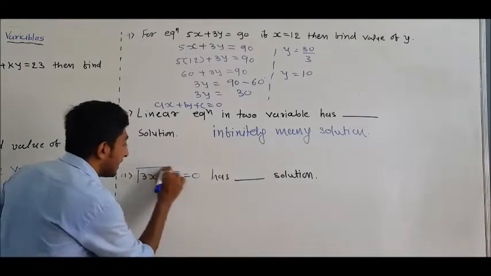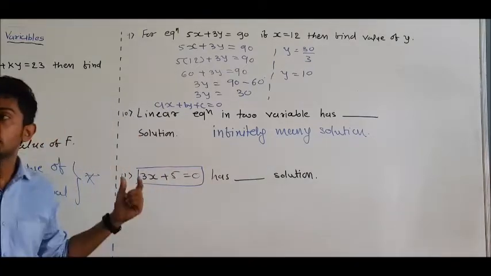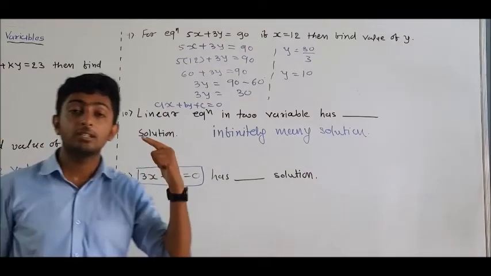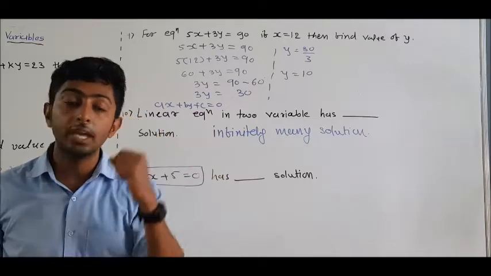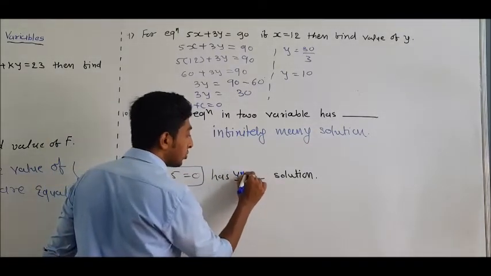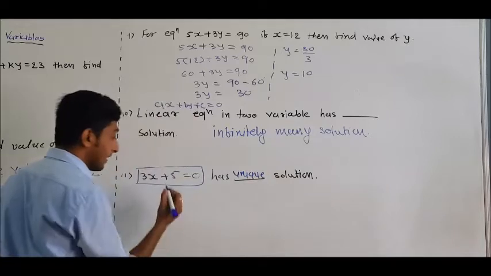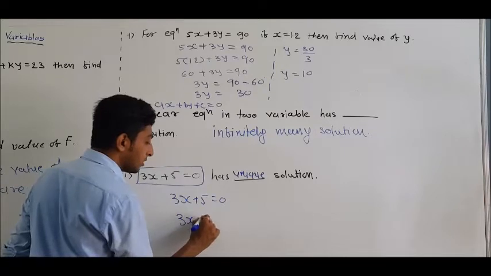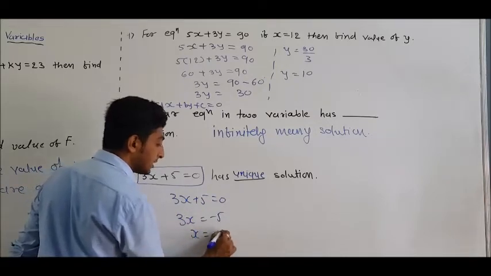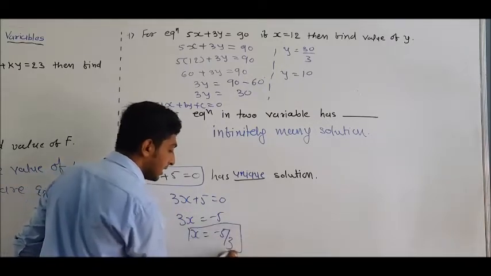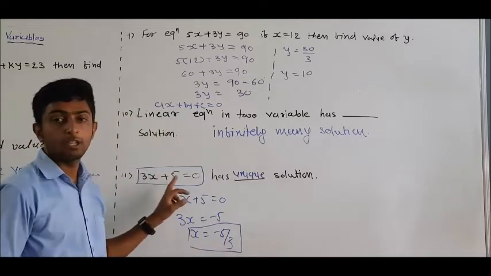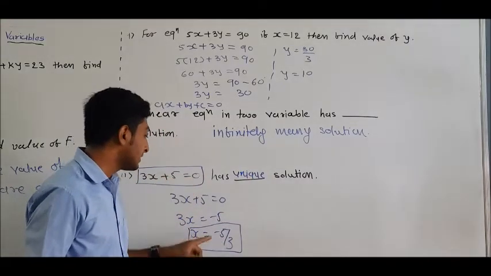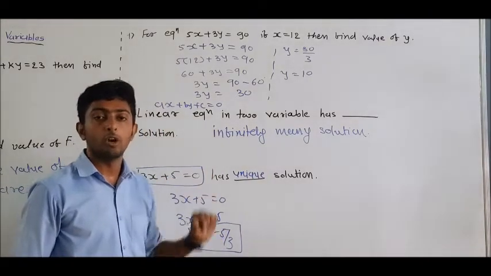So here, 3x plus 5 equal to 0. This is a linear equation in one variable. Friends, we know that a linear equation in one variable has a unique solution. So the answer is unique solution. Also you can write like this: 3x plus 5 equal to 0, so 3x equal to minus 5, so x equal to minus 5 by 3. So this is the only one solution. So you can write 3x plus 5 equal to 0 has a unique solution, or you can write 3x plus 5 equal to 0 has minus 5 by 3 as the solution.